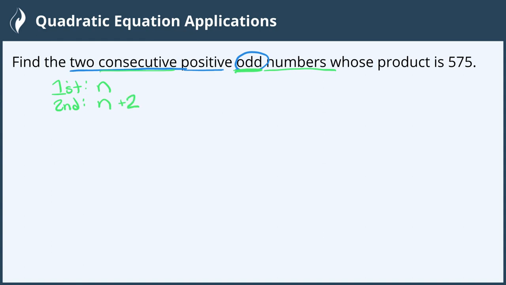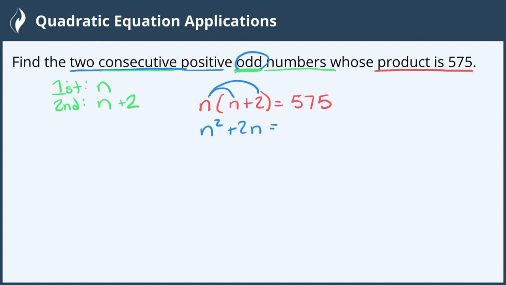Now we do know something about these numbers. They have a product of 575. That means multiplying these two together, n times n plus 2, will give us a total of 575. And we've solved equations like this. This takes the distributive property, so we get n squared plus 2n equals 575.